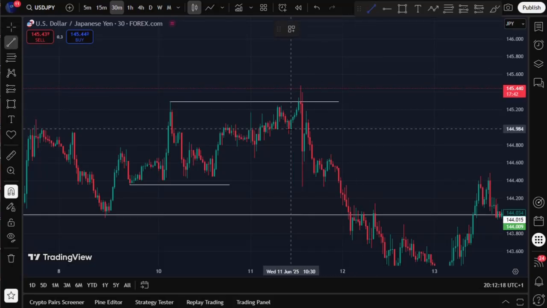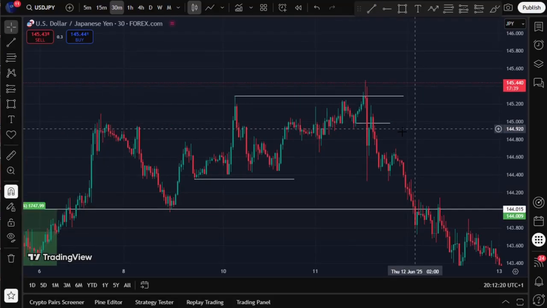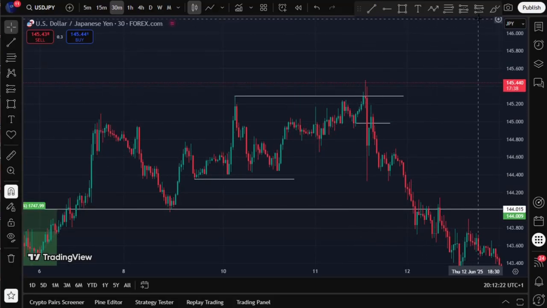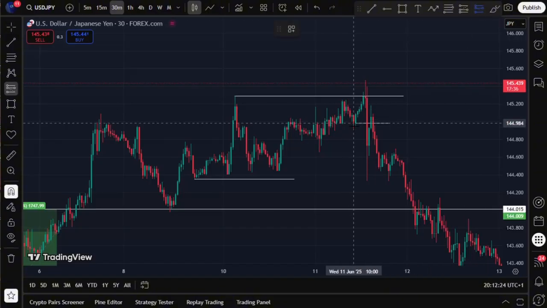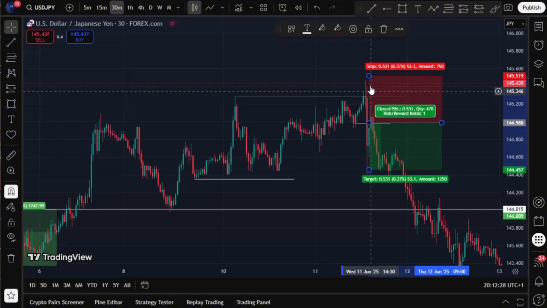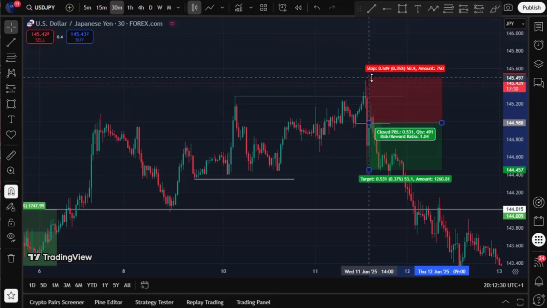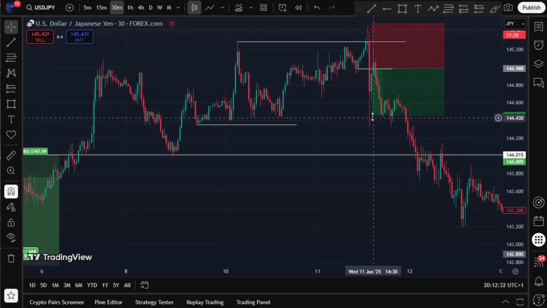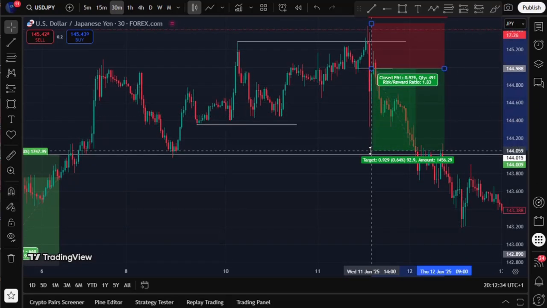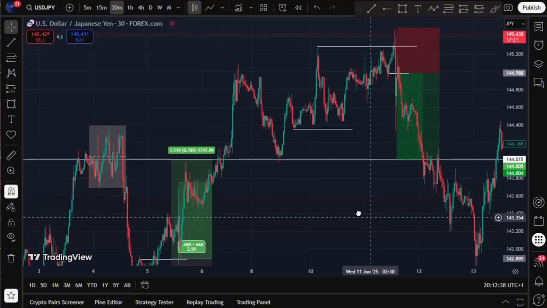We can enter on the last down close candle before that change of state of delivery, which is our order block, and we also have a breakout block over here. If you enter here, our stop loss will go above that last high that took out liquidity. And what are we targeting? We are targeting the 50% of the range, and this is how you trade in ranges.